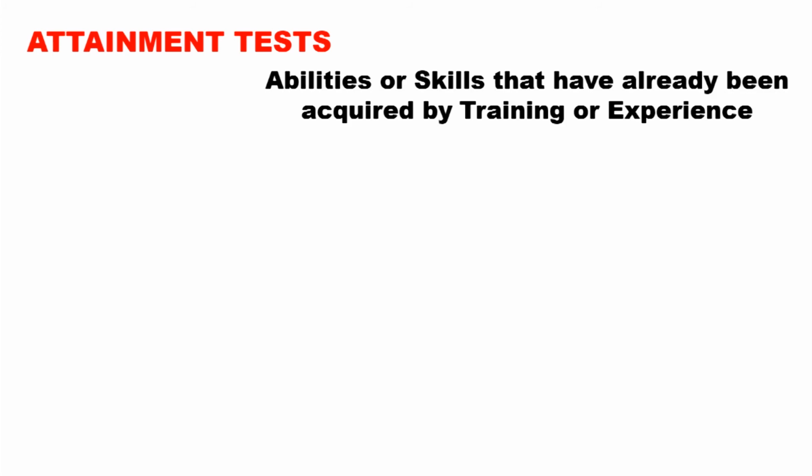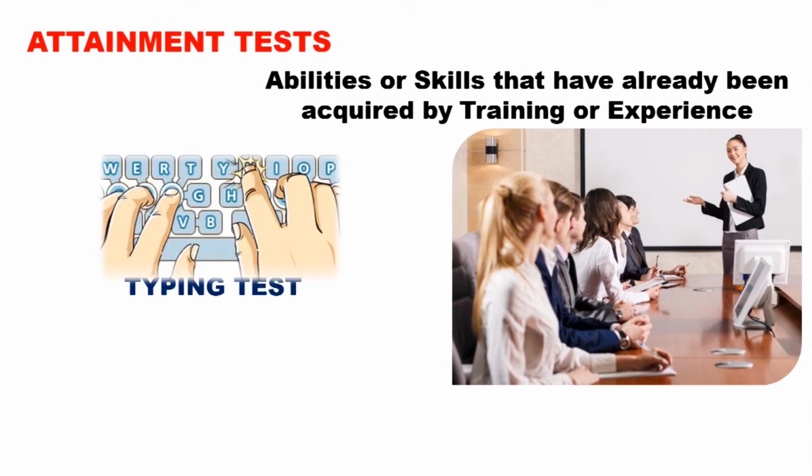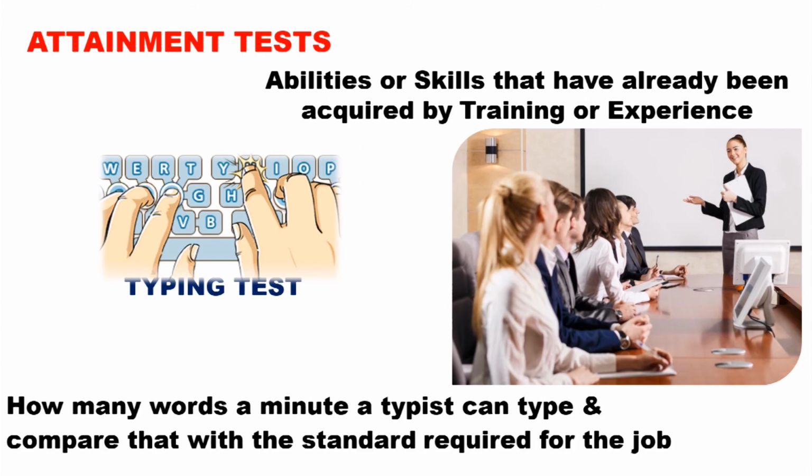Attainment tests. These tests measure abilities or skills that have already been acquired by training or experience. A typing test is the most typical example. It is easy to find out how many words a minute a typist can type and compare that with the standard required for the job.